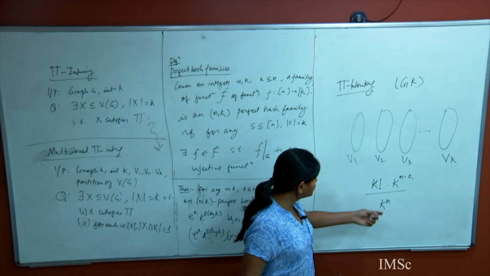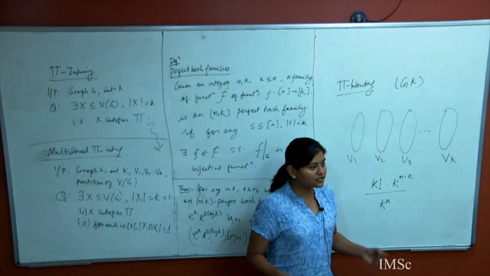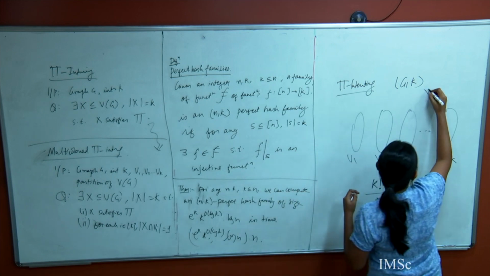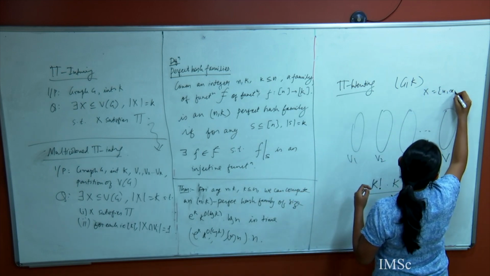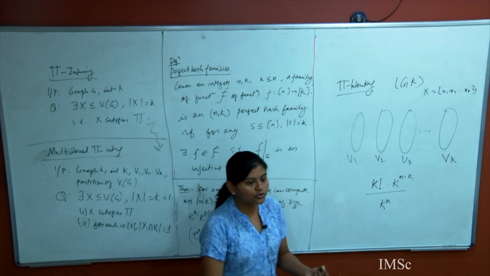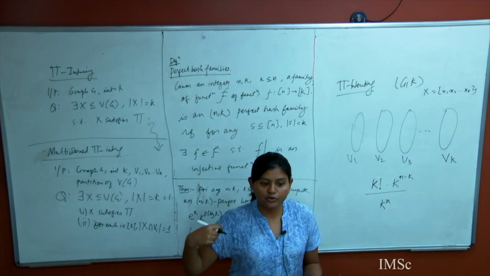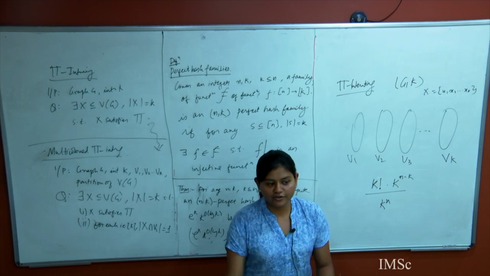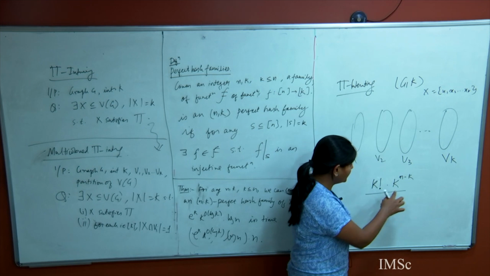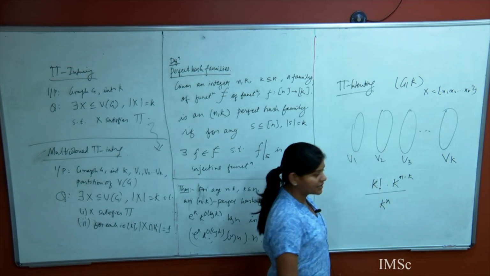Because what you want is the first vertex should get color 1, the second vertex should get color 2. So if the vertices of X look like x1, x2 up to xk, you want x1 to get color 1, x2 to get color 2, xk to get color k, but they can also get permuted, you don't care, right? This is why there is a k factorial.